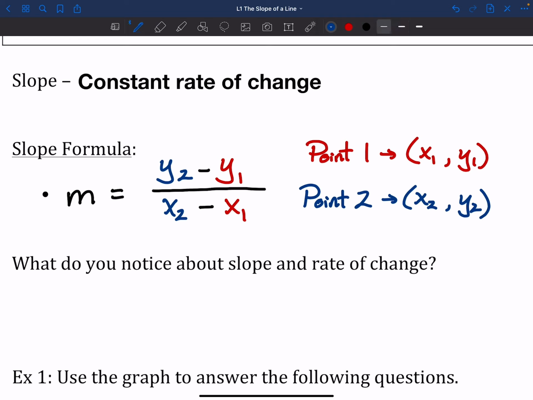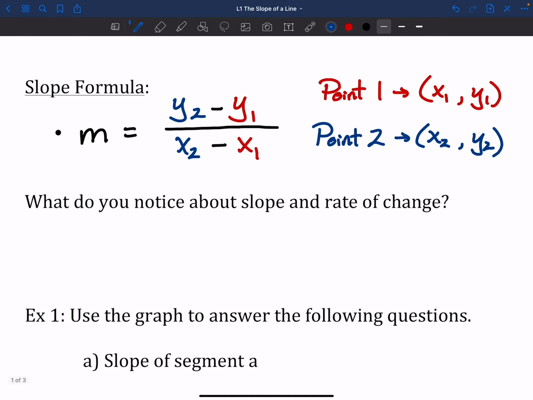If you haven't ever seen those little 1s and 2s at the bottoms of these, don't be freaked out. When we talk about points, we use x and y: x for the x part of the coordinate, y for the y part of the coordinate. All we're doing is giving them a little label. x1 and y1 go with point number 1. x2 and y2 go with point number 2.